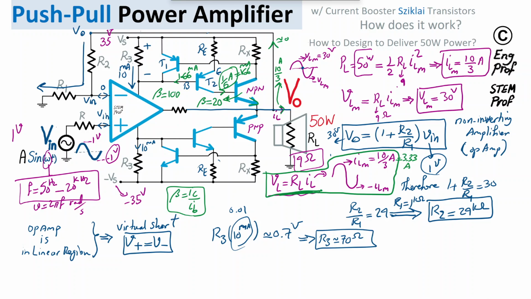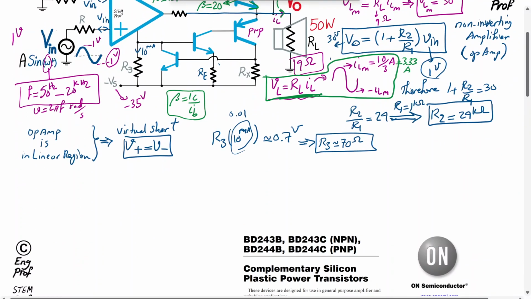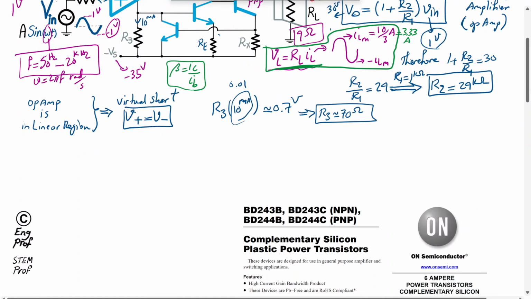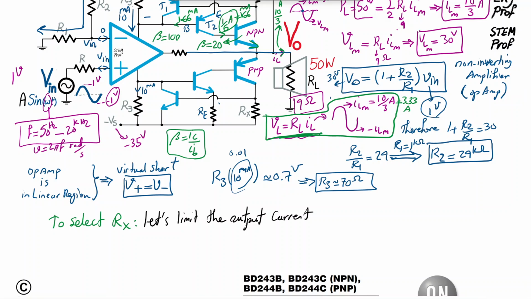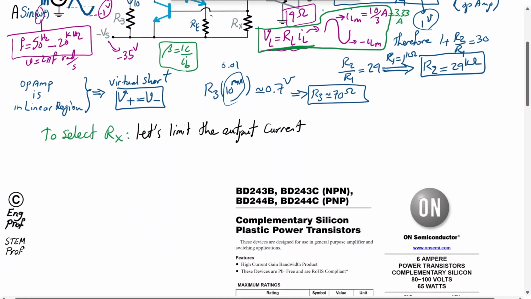this is the discussion about the situation for the current. Regarding Rx, I'm going to talk about transistor types, but let's say to select Rx, let's say we want to limit the output current. It depends again on what type of transistor we have selected, but in this example with the 9 ohm resistor, to deliver 50 watts, we don't need more than a peak current of 10 over 3 amp. Therefore I can say let's limit the output current to 4 amp.